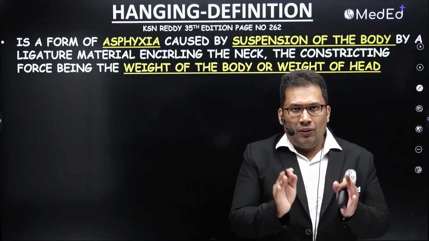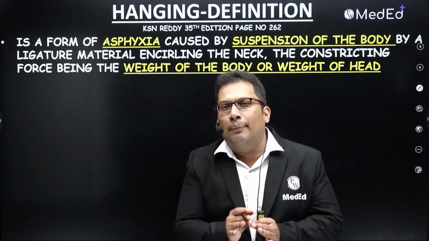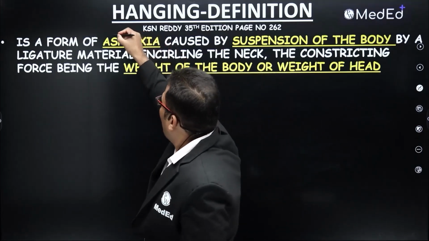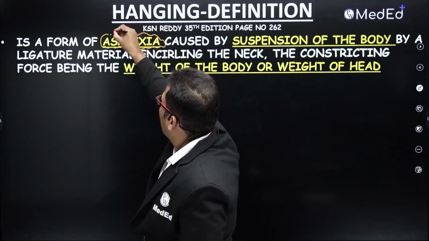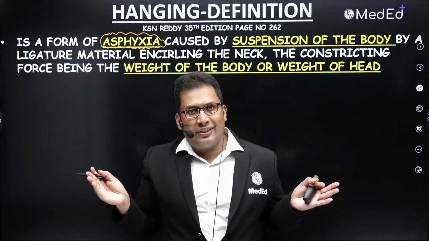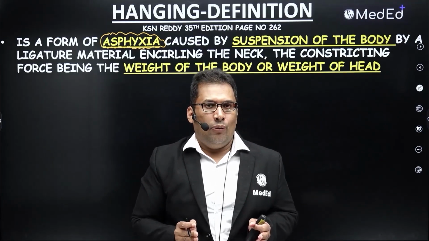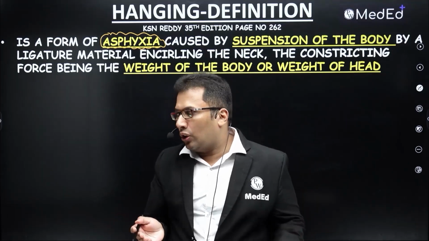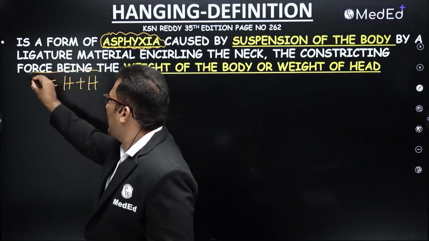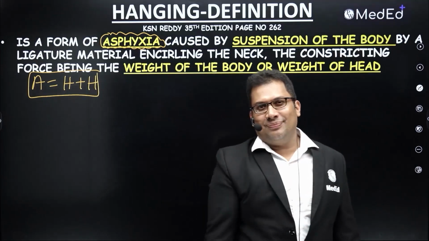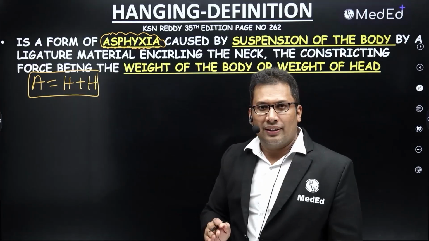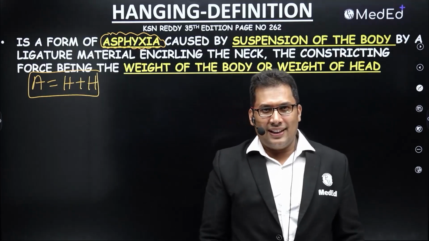Let's discuss what MCQs can be framed from this definition. It is a form of asphyxia. What is asphyxia? In general, asphyxia means hypoxia with hypercapnia. A equals H plus H. Hypoxia is decreased oxygen concentration in the blood. Hypercapnia is increased carbon dioxide in the blood. That is the general definition.